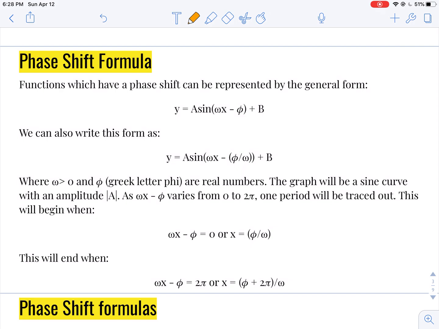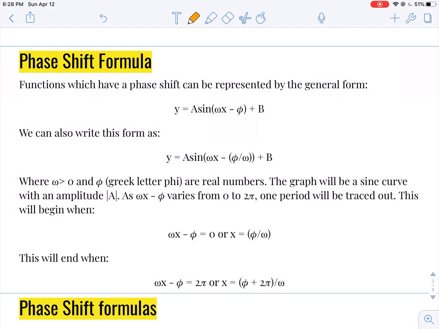So now I've got a phase shift formula. Functions which have a phase shift can be represented by the general form y is equal to a times the sine of omega x minus phi, plus b.